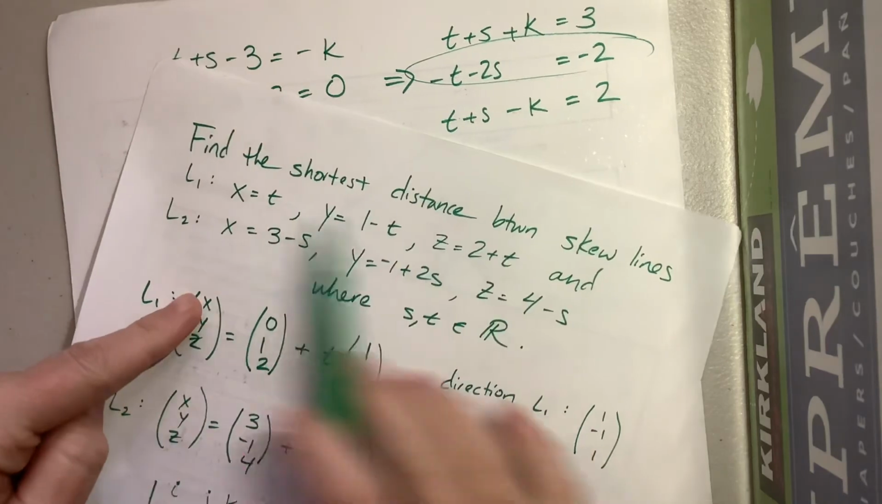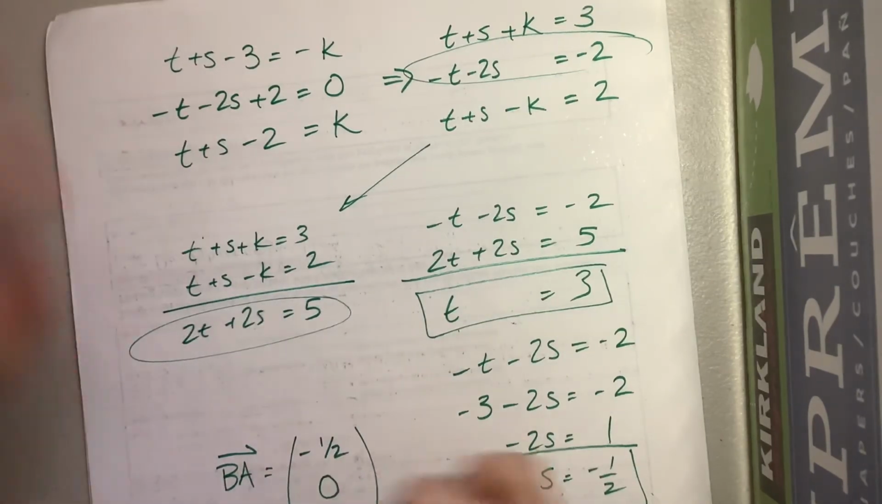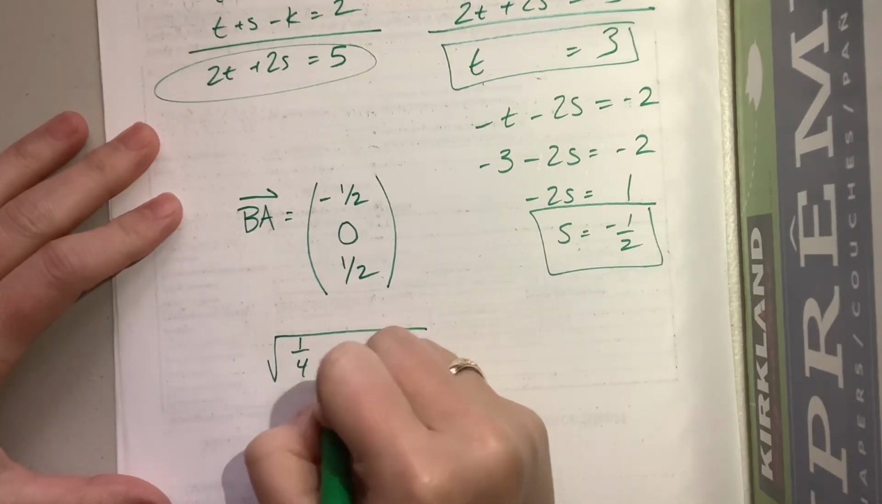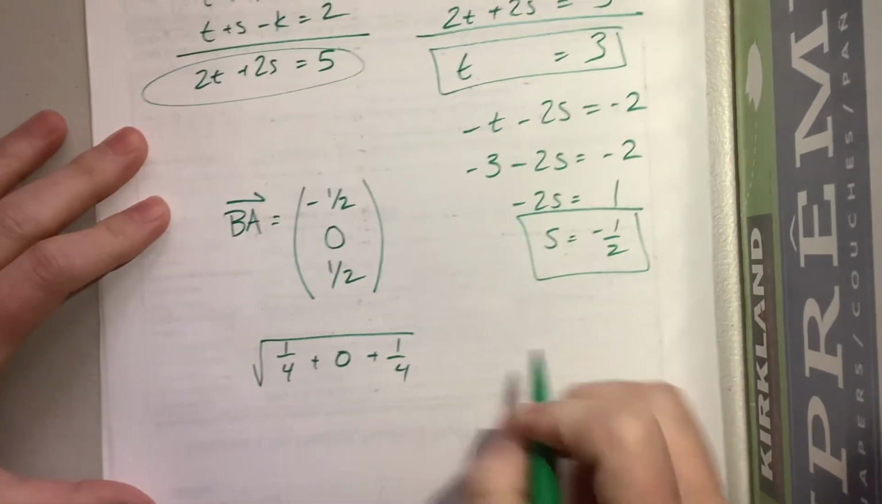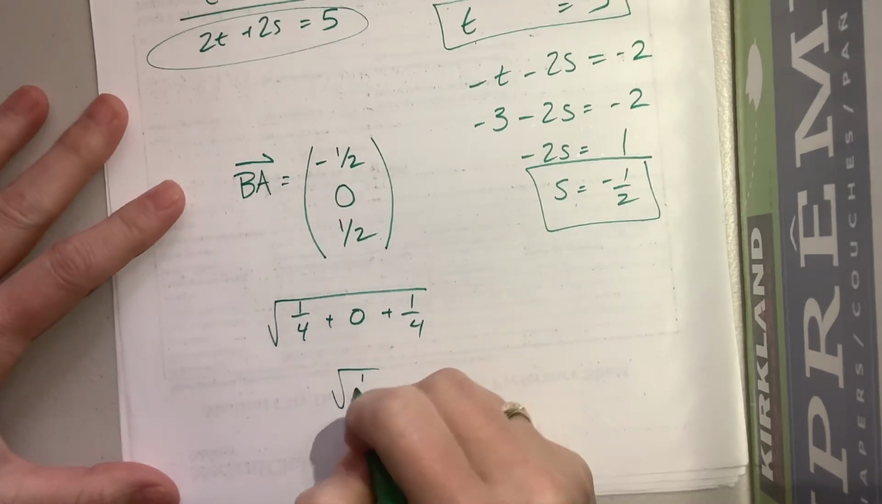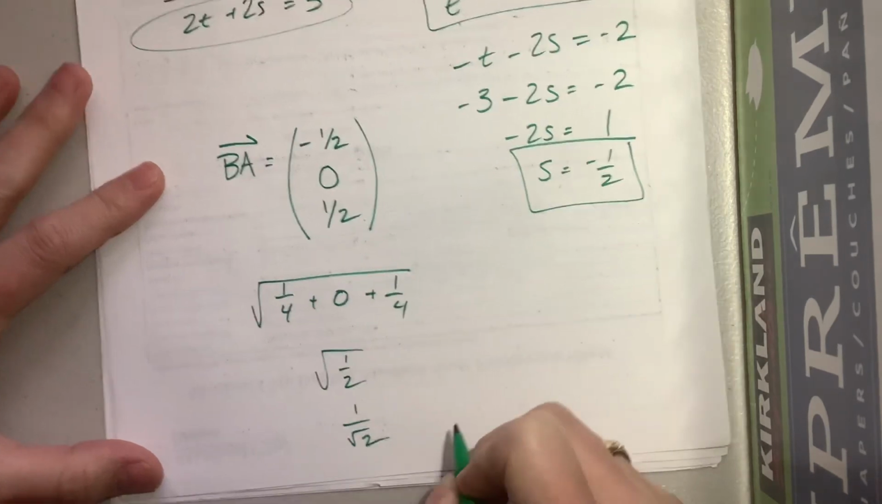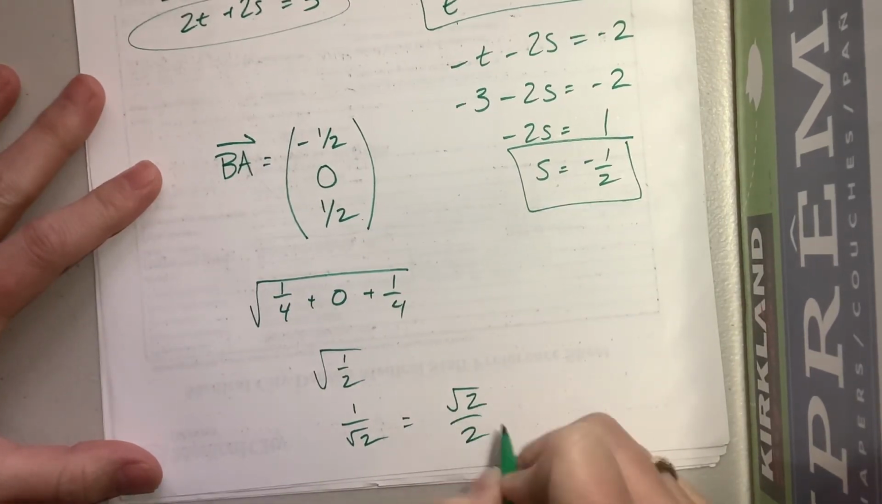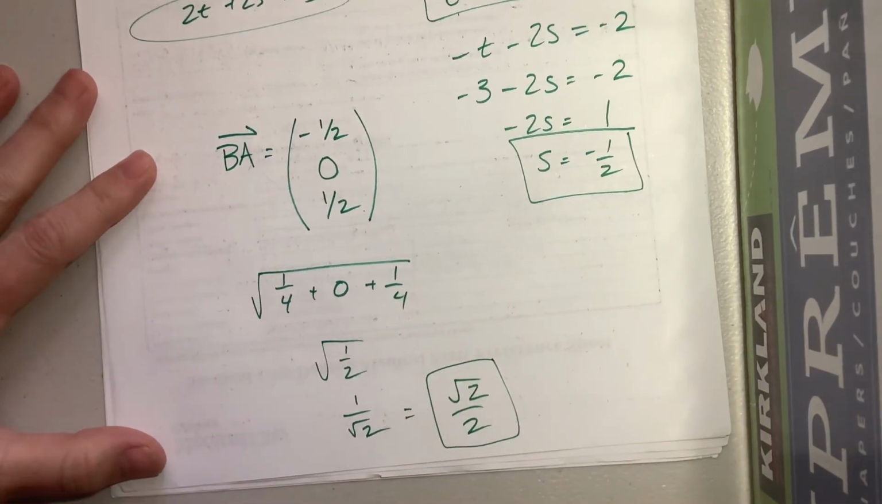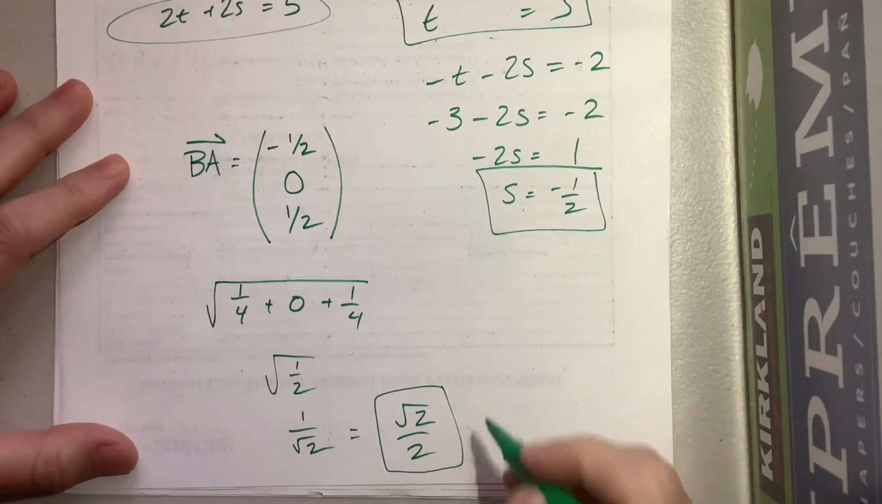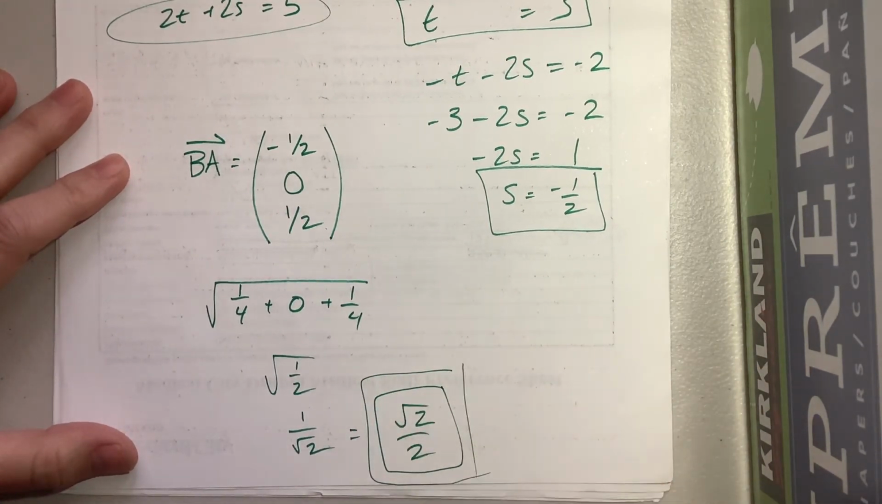Oh my goodness. Okay, so the question says, find the shortest distance. Well, we need to know the magnitude of that vector. The magnitude of that vector is the square root of 1/4 plus 0 plus 1/4. A fourth plus a fourth is a half. The square root of 1/2 is 1 over root 2, which is equal to root 2 over 2. So the shortest distance between those two lines is root 2 over 2. So your final answer is root 2 over 2.